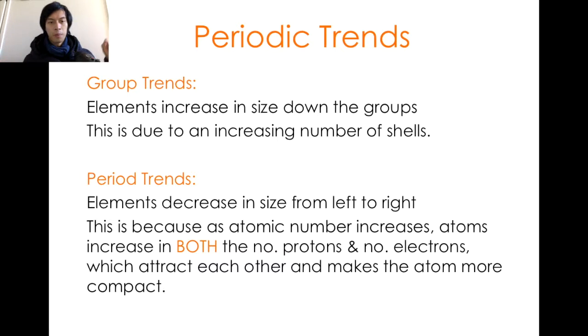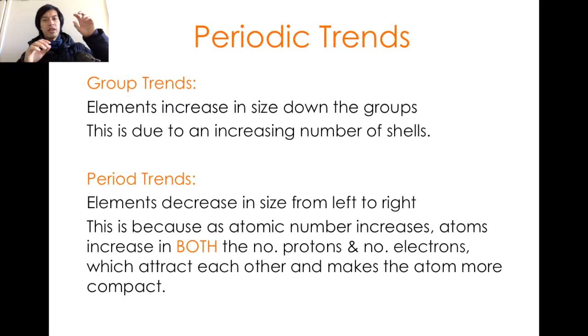Okay, period trends. When you go from the left to the right, you might expect that because you're increasing the number of protons and electrons, it gets bigger, but it actually doesn't. It actually gets smaller. So elements actually decrease in size from the left of the periodic table to the right. For example, sodium with an atomic number of 11 will actually be bigger than magnesium, which has an atomic number of 12. And the reason is because the increase both in the number of protons and the number of electrons will attract each other even more and makes the atom much more compact.